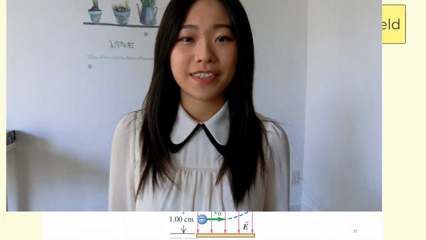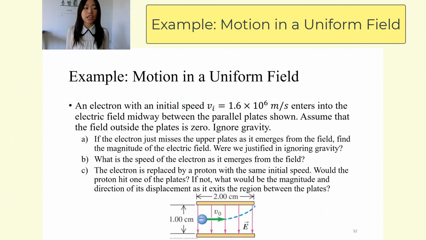In the last lecture, we looked at the electric field lines, non-uniform electric field, and uniform electric field. In this lecture, let's look at a numerical example of motion in a uniform field. An electron with an initial speed, Vi, that equals 1.6 times 10 to the power of 6 meters per second, enters into the electric field midway between the parallel plates shown.